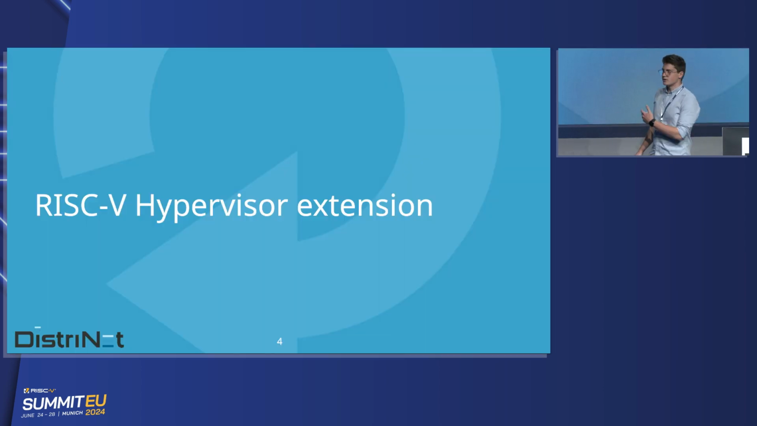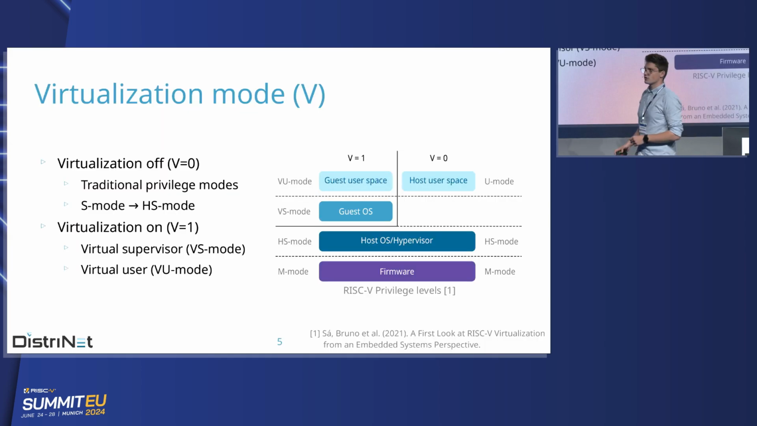Now I'm going to tell you a bit more about the hypervisor extension. So, the hypervisor extension introduces the concept of the virtualization mode. Whenever virtualization mode is off, you just have your normal stack with user mode, supervisor mode, and machine mode. Whenever virtualization mode is on, you can be in one of two new modes. These modes are virtual supervisor mode and virtual user mode.